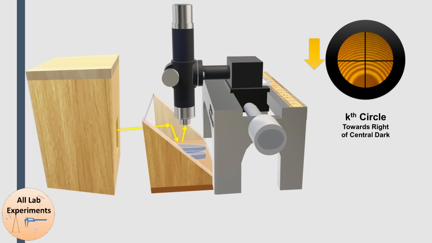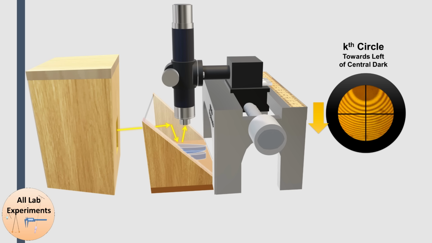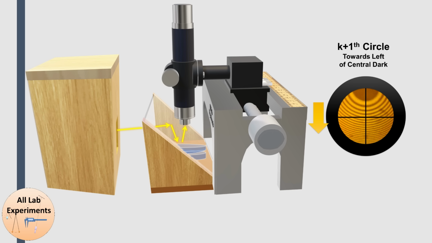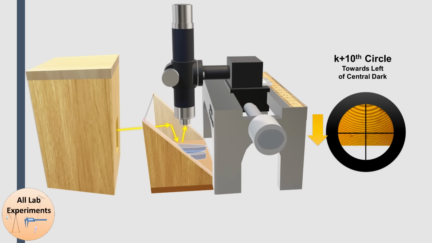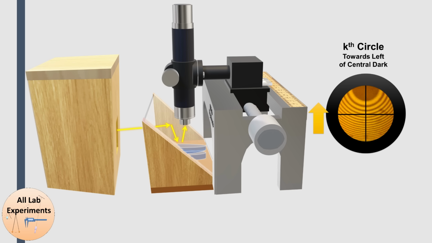Now we have observed from kth to k plus 10th rings position readings towards the right side of the central dark. As we have done towards the right side of the central dark, we will repeat exactly the same procedure towards the left side of the central dark. Now we will come to the same kth. If you have selected the fourth ring earlier and taken it as the kth ring, so this time again come to the fourth ring and start the experiment. So first we will observe the position of the kth circle. After that, the k plus 1 circle. Similarly, we will reach the k plus 10th and we will come back to the k plus 9th and then the kth again.